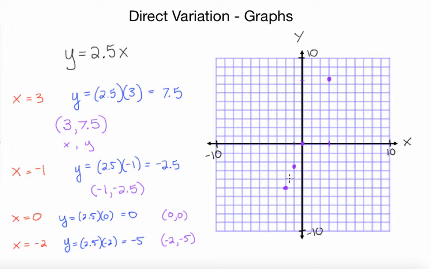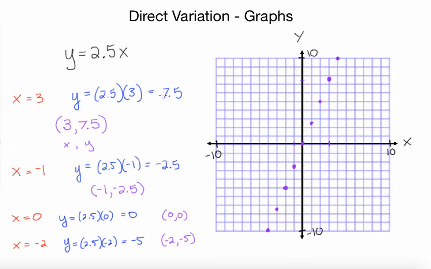Okay, now we've only done 4 points on here, but you can start to see some pattern going on. You could pause this video and play around on your own and put in some other things, but you can see that the point 1, 2.5 is going to be on there. You can see that the point 2, 5 is going to be on here. We've got 3, 7.5. If I put in 4, I'm going to get 10. And you can see what a direct variation graph looks like.